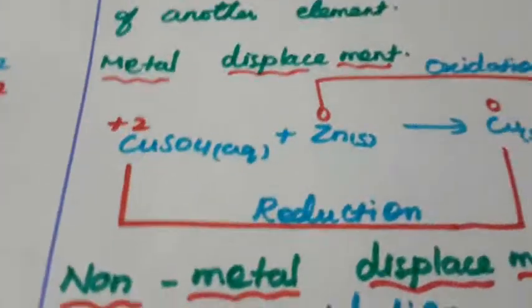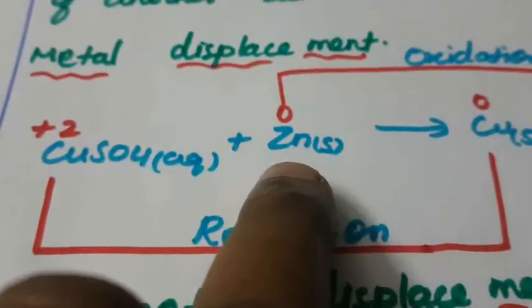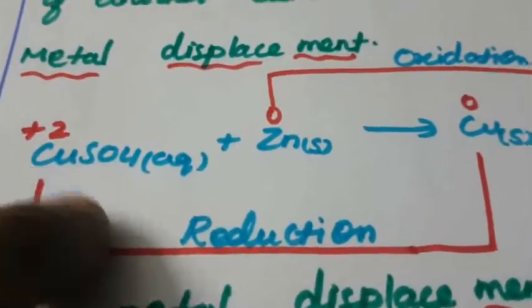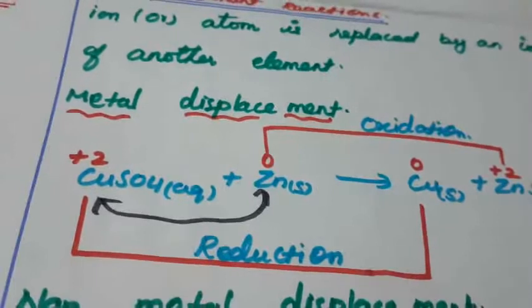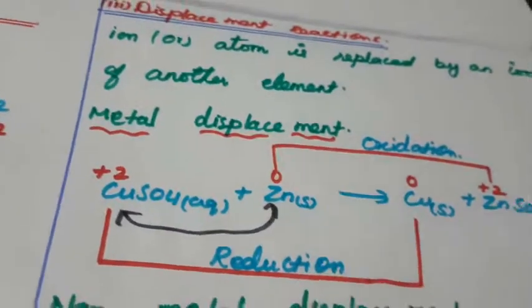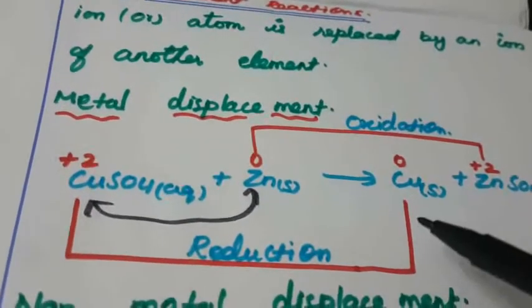Here copper sulfate is a metal, and the zinc is also metal. The zinc metal is replaced by this copper. Okay, so here the zinc is replaced by this copper. So that is the displacement. Displacement means moving from this place to that place. So that is copper metal will be replaced.